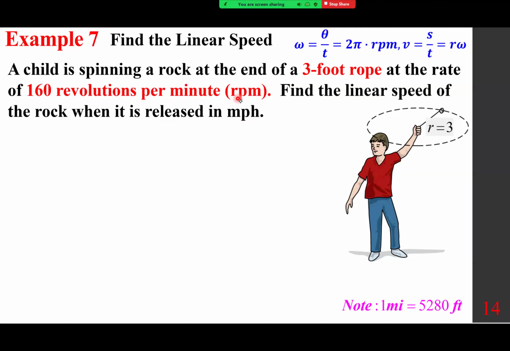Okay. And RPM, R stands for the revolution. And you remember a complete revolution is what? 2 pi radians. So that's why omega becomes 2 pi times RPM. I want to make sure everybody understands what's happening. So again, what is given? R is 3 feet. Omega is 160 RPM. We are looking to find the velocity V.